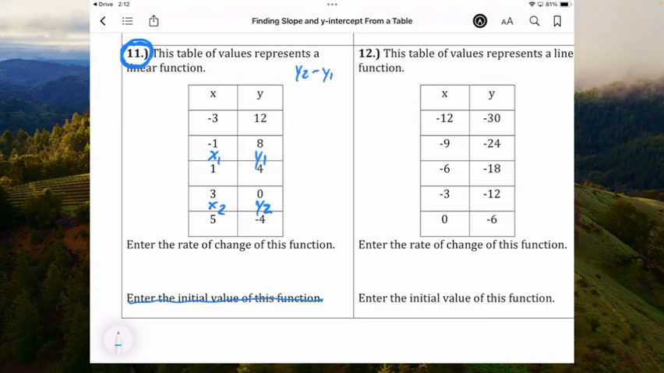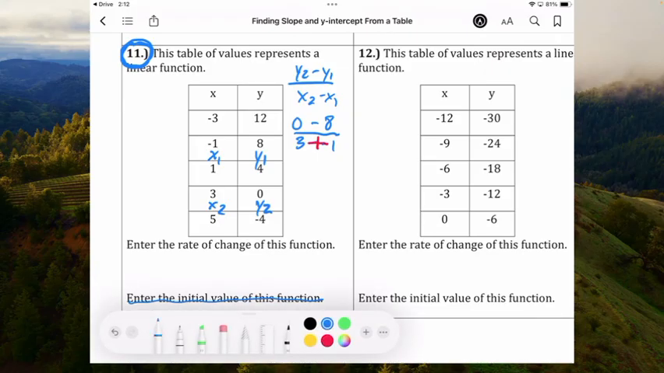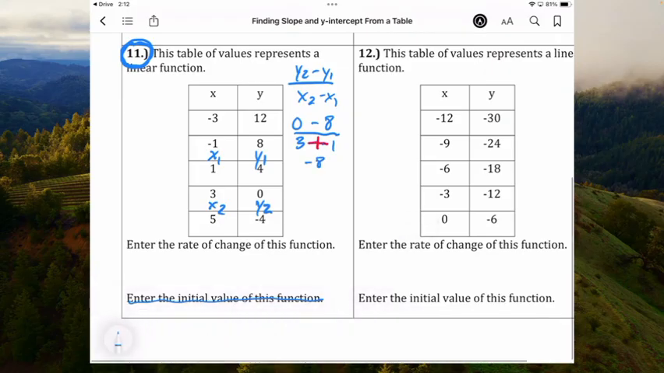y2 minus y1 over x2 minus x1. Do the template so you don't mess up. 0 minus 8, 3 minus negative 1. Negative 8 over 4. It's going to be equivalent to negative 2 over 1.